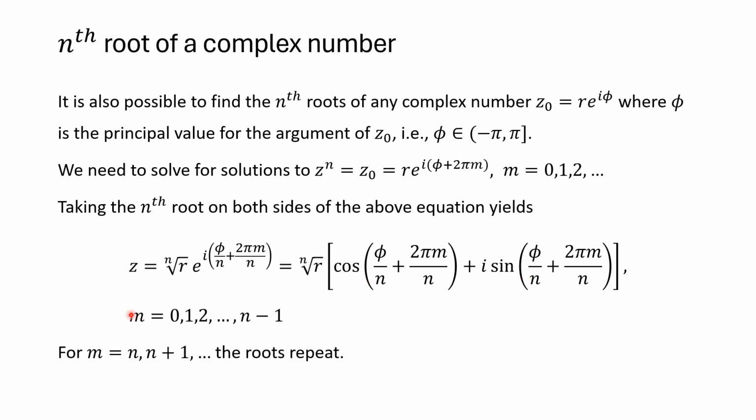And as m goes from 0 to n minus 1, we get different solutions. But once you hit n, you start repeating. When you put in m equals n, you get the same solution as m equals 0. And if you put in m equals n plus 1, you get the same solution as putting in m equals 1, and so on.